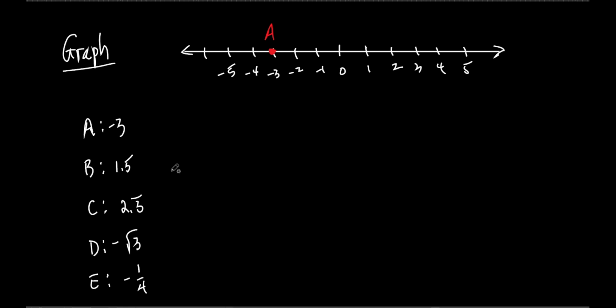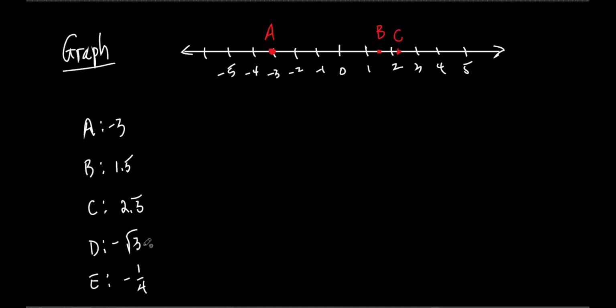What do we do here? 1.5. Where's 1.5? I don't even have 1.5 on the graph. Well, it's halfway, right? It's halfway between the 1 and the 2. So put a point right there, and then we're going to put B. And then C is 2.3 repeating. I mean, I can't get super accurate with this little graph right here. So 0.3 is not halfway. It's a little short of half. So I'll put it right there, and then I'll call that C.